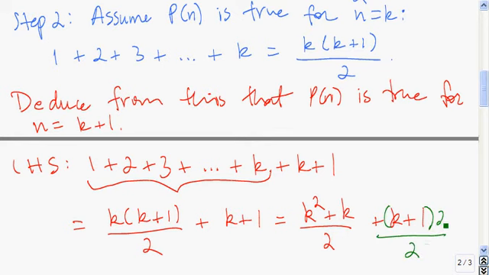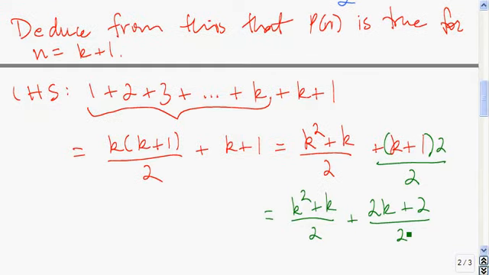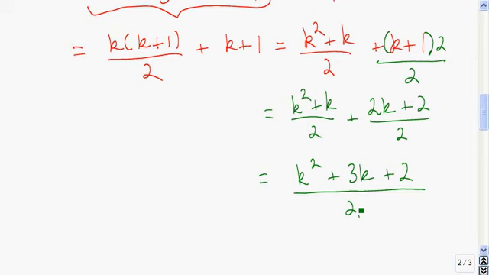And then we'll simplify this portion by distributing the 2. So we get k squared plus k over 2 plus 2k plus 2 over 2, and we just combine those into one fraction. So what we end up with is that the left-hand side, when n equals k plus 1, is k squared plus 3k plus 2 all over 2.